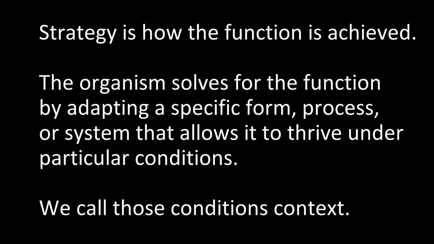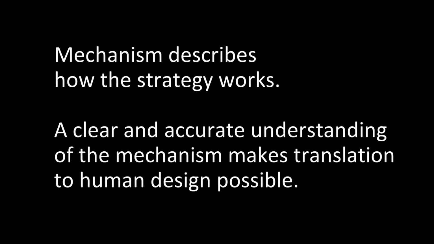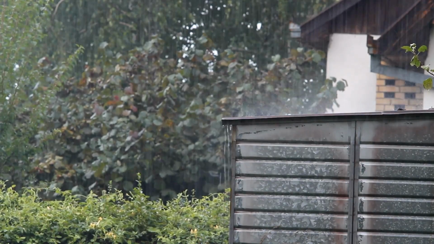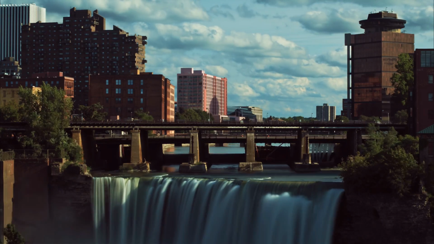Once you've clearly described this strategy, it's time to translate that strategy into a mechanism. Mechanism describes the specifics of how the strategy works. The language used to describe the mechanism should not have any biological terms and can be applied directly to human design. Using our organism from earlier, the salal, we can apply the mechanism of funneling liquids from a broad surface to a narrow tapering tip to various designs and human challenges.